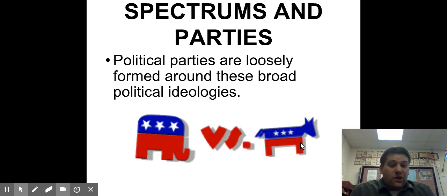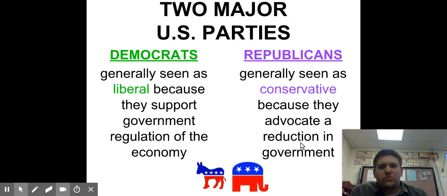So how do these fall with the political parties, right? We've talked about how they fell with conservatives and liberals, but let's talk about political parties, because eventually you're going to be declaring yourself a Democrat or a Republican. So the two major U.S. parties are the Democrats and the Republicans.